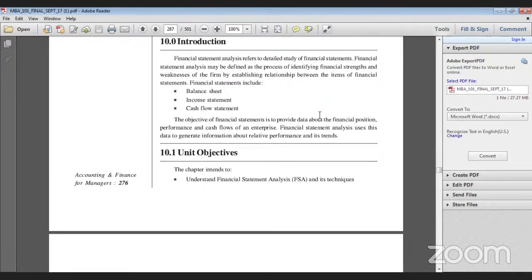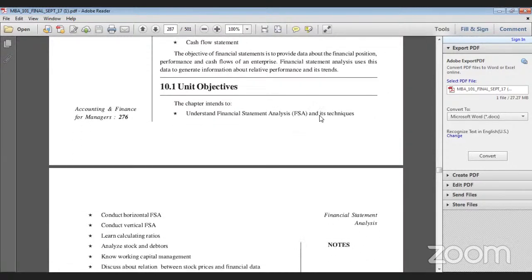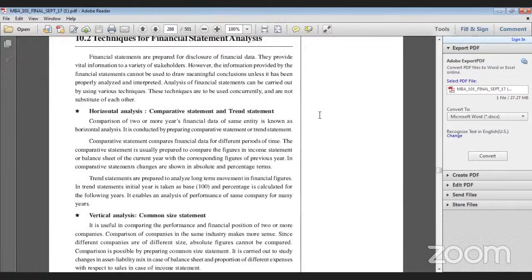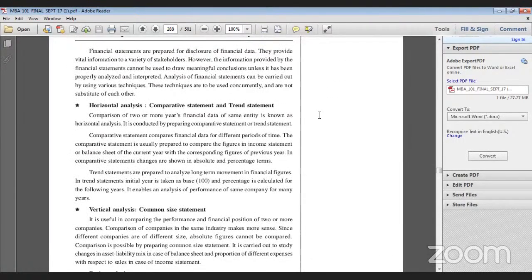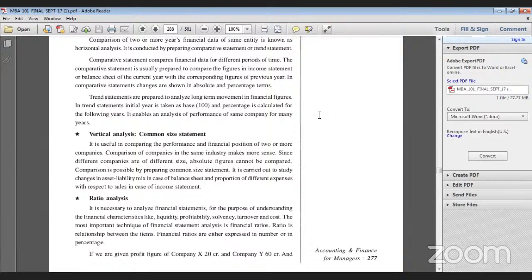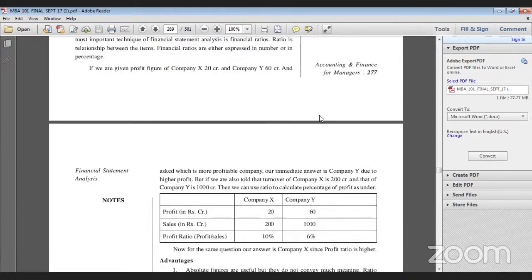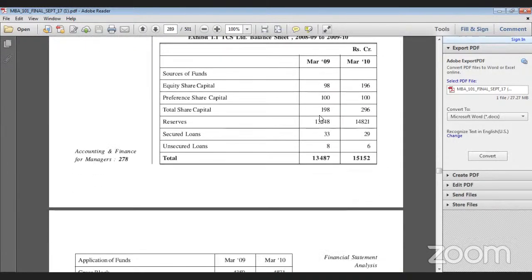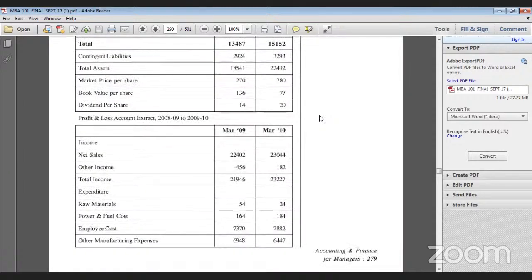In this chapter, we analyze various techniques. Two analyses are there, horizontal and vertical. Comparative statement, trend statement, common size statement, ratio analysis. They have given advantages and disadvantages, and given one example.